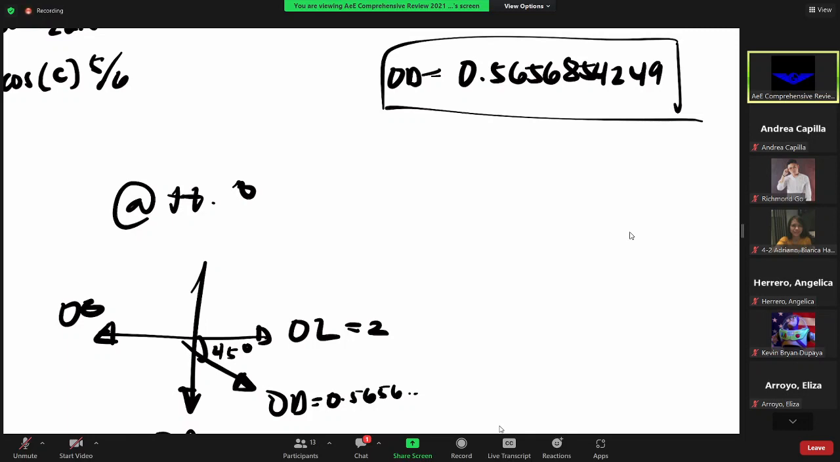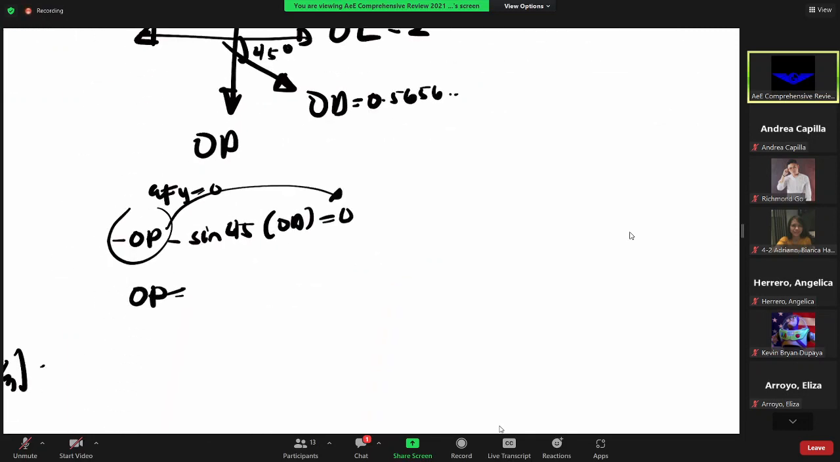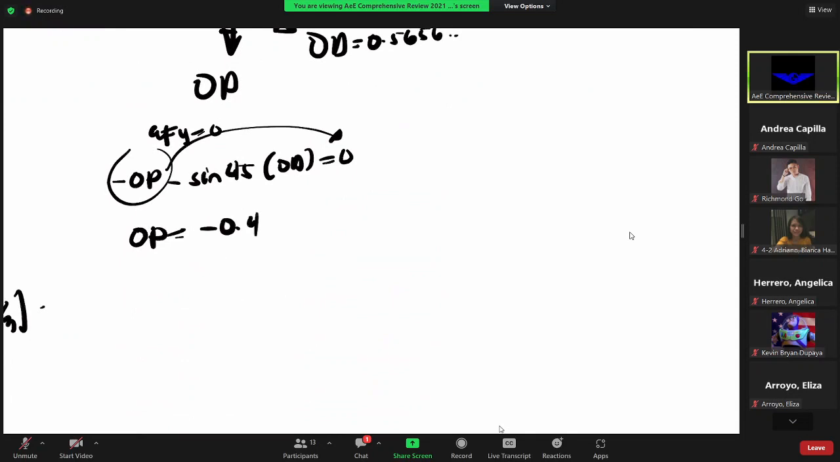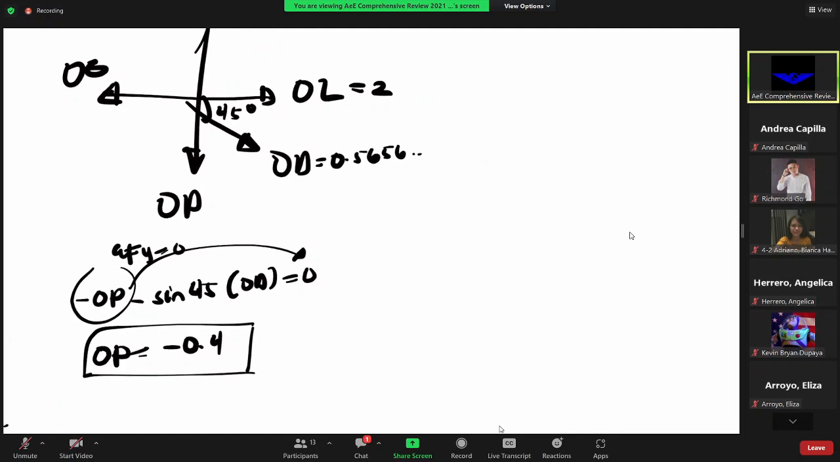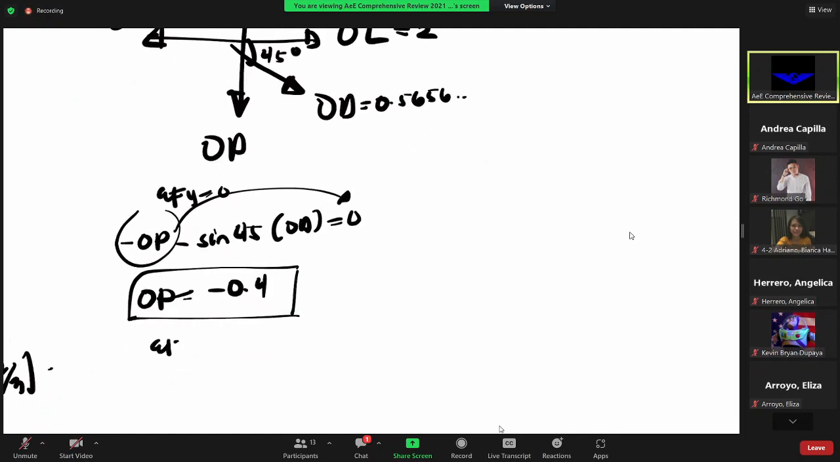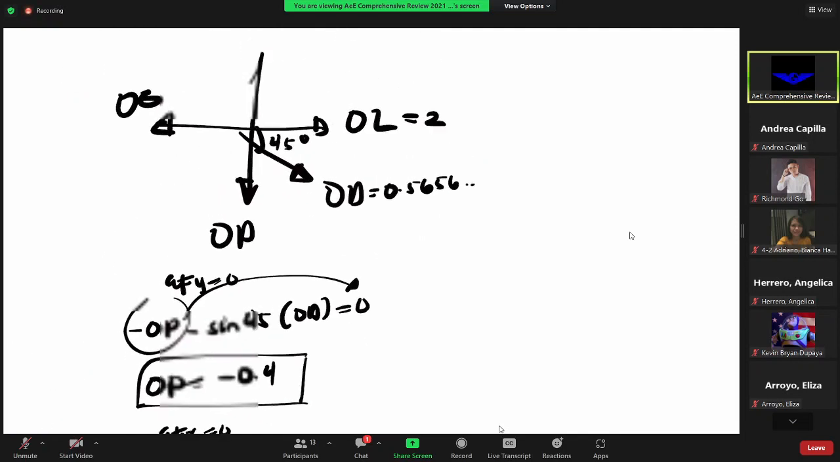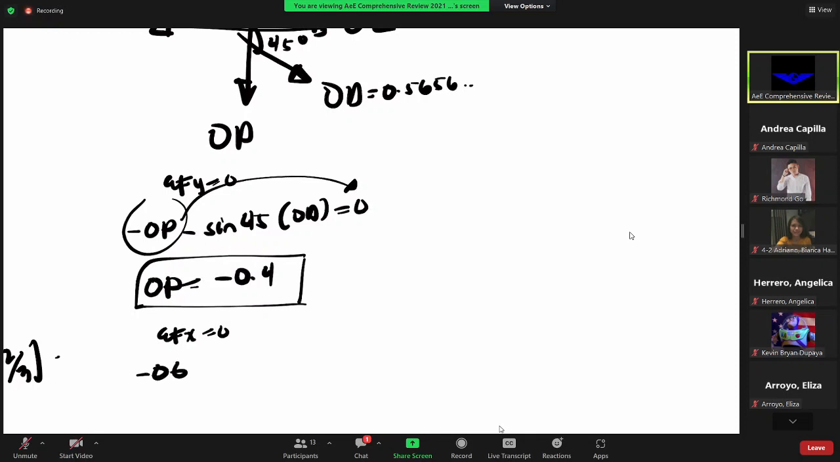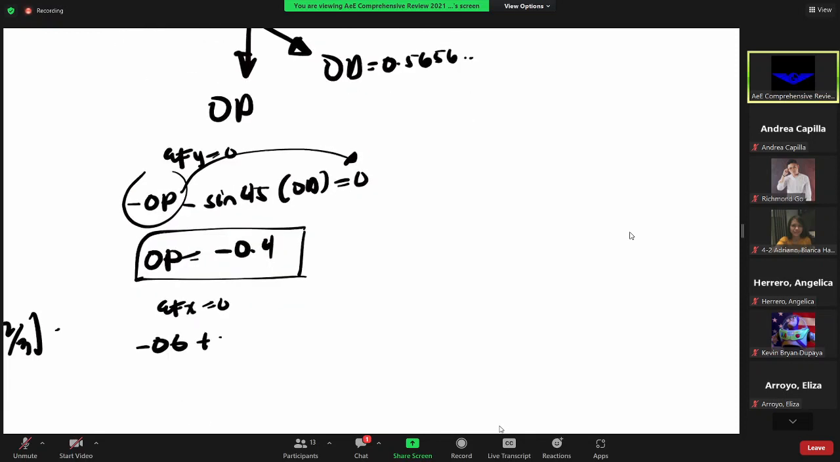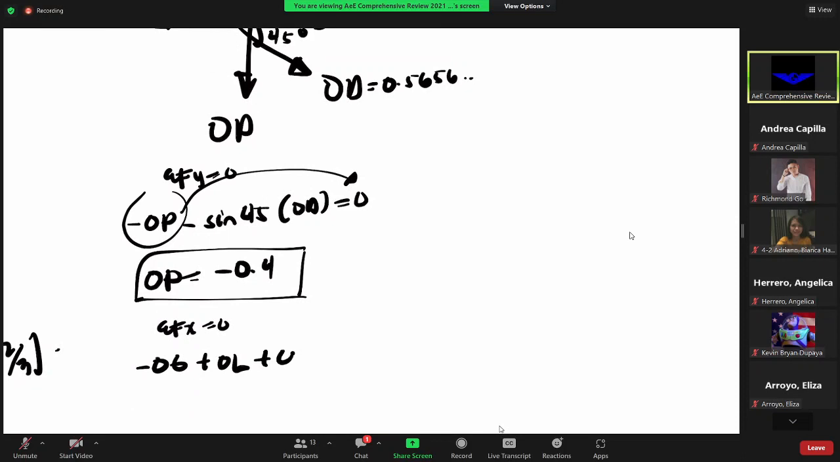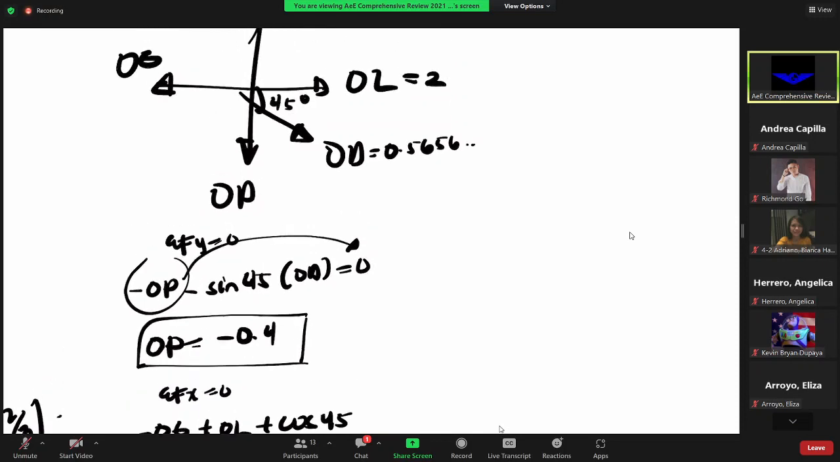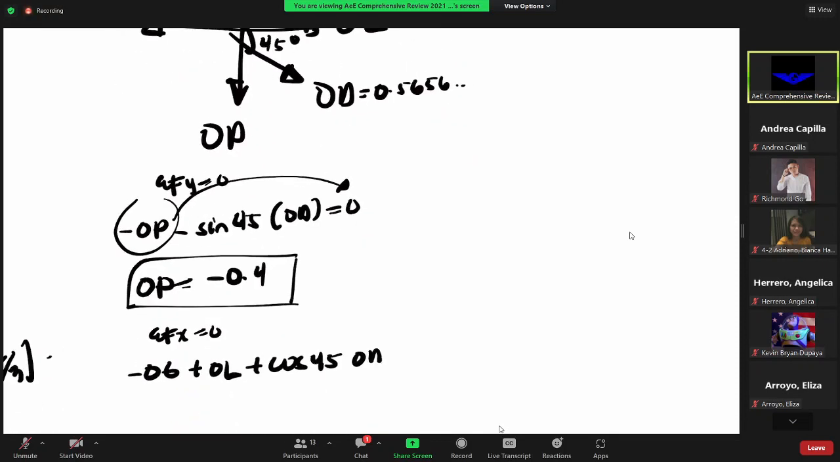So that is negative 0.4. Next is OG. Summation of forces in X is equal to 0. Negative OG plus OL plus OD cosine 45 is equal to 0.